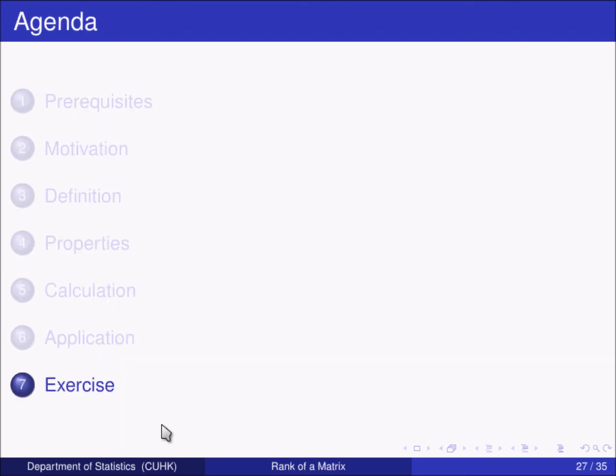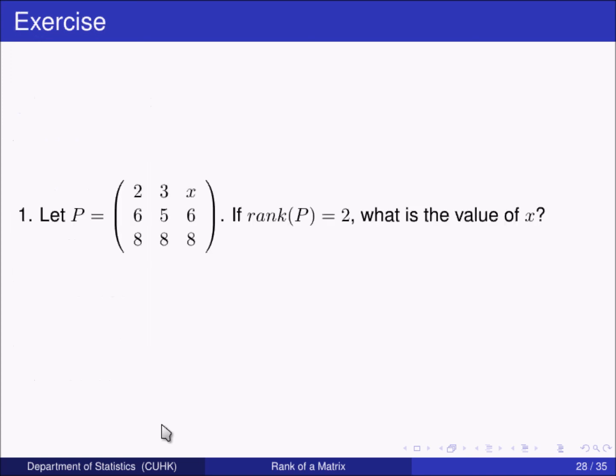After a brief understanding of the rank of a matrix, let's do some exercises to consolidate what we have learned. Let P equal this matrix. If the rank of P is 2, what is the value of x? The answer will come straight away, so if you want to figure it out yourself, pause the video now.